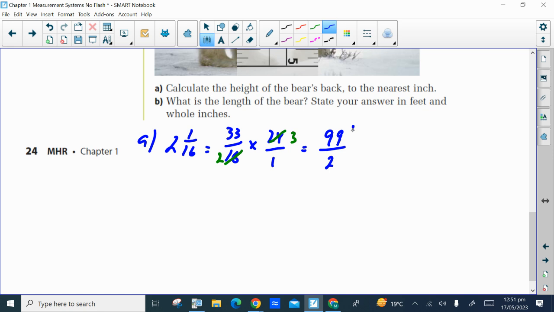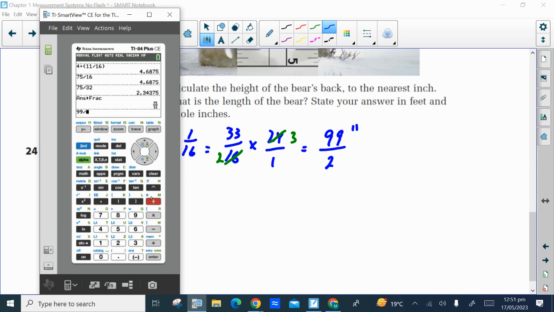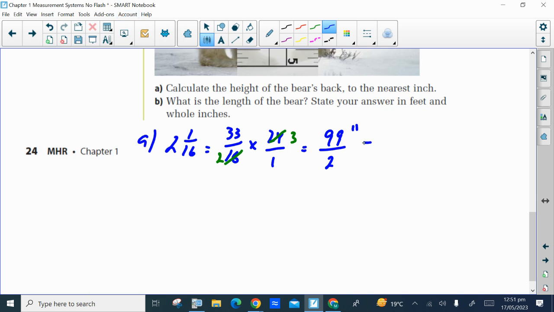So that is the actual height of the bear's back in inches. 99 over 2 inches, which we can write as a mixed number. That's 49.5 inches tall. And remember, 2 little tick marks means inches. So there's the height of the bear to the nearest inch. Now it says to the nearest inch, so I guess we could say approximately 50 inches high.